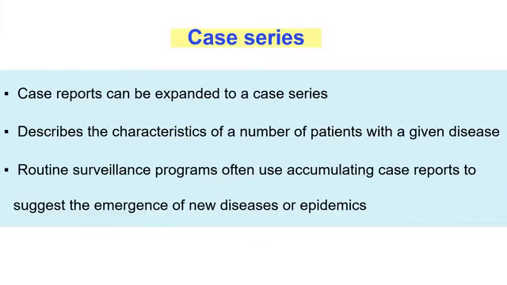Case series: when we gather a few reports of cases having the same health condition, it becomes a case series, and it helps us to describe the characteristics of a number of patients with a given disease. We are often able to accumulate information on these groups of cases from our routine surveillance data, and it helps us to understand whether there is any emergence of any new disease or epidemics.